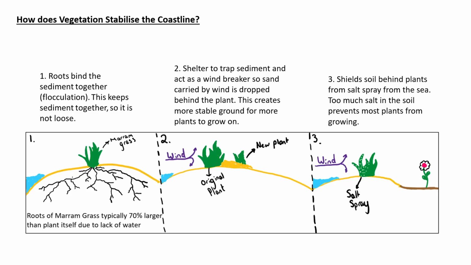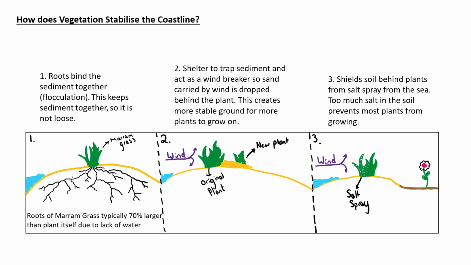So how does vegetation stabilise the coastline? I've split this into 3 different reasons. The first reason is probably the most important one, and this is all about how the roots bind that sediment together. This is called flocculation. It's a very nice word. This keeps the sediment together, so it's not loose, so the sediment isn't blowing around.